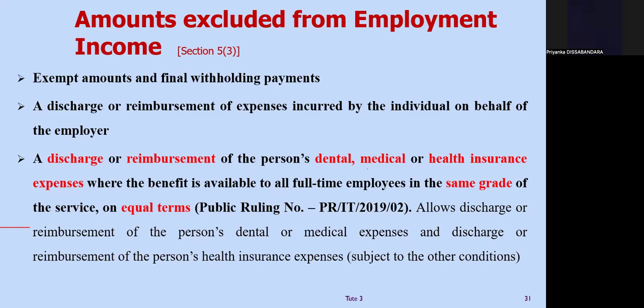The next item we have to exclude is a discharge or reimbursement of expenses incurred by the individual on behalf of the employer. That means, I think you can remember, if an employer reimburses an expenditure incurred by the employee on behalf of him, that kind of income should be disregarded, should be excluded. Because that is not a benefit coming to us.